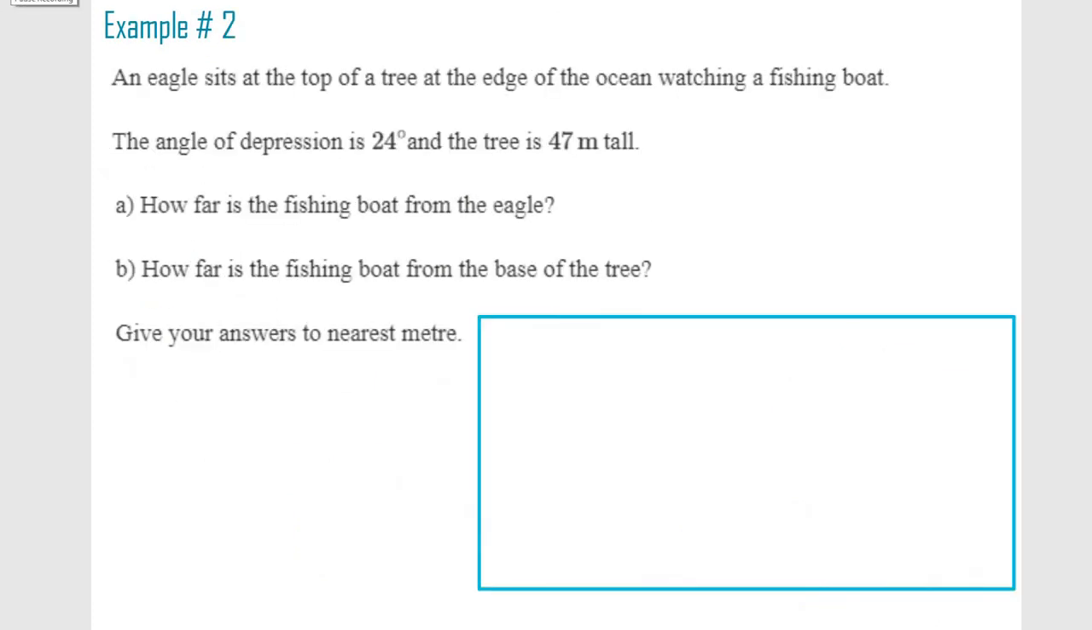All right. Our last example is we've got an eagle sitting on top of a tree at the edge of the ocean, watching a fishing boat. The angle of depression is 24 degrees and the tree is 47 meters tall. So visualize it. See if you guys can draw a picture. Pause it and try.